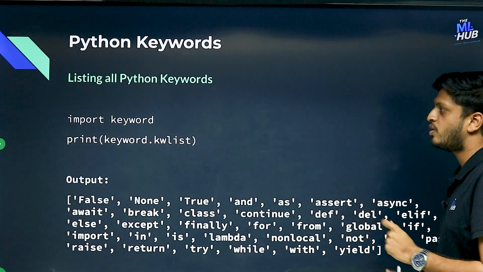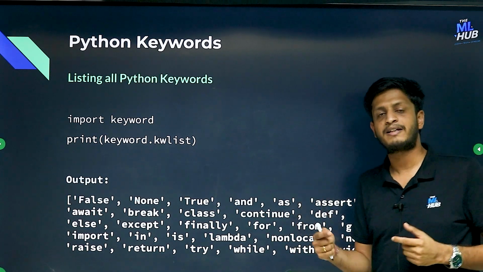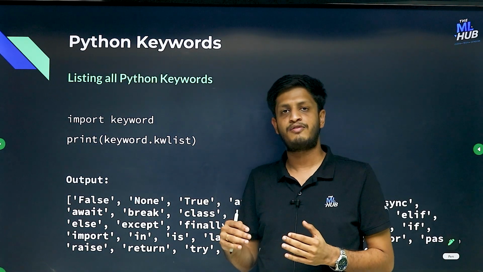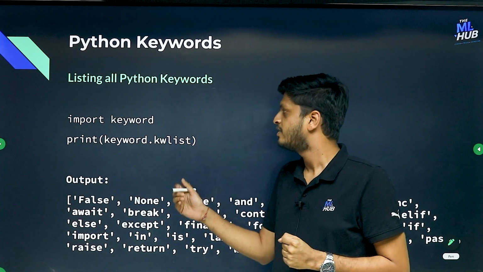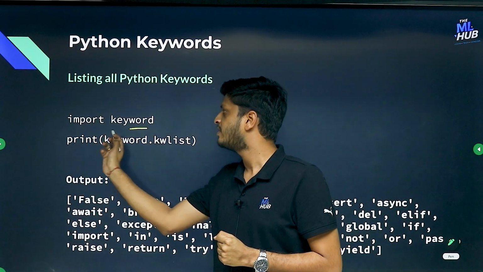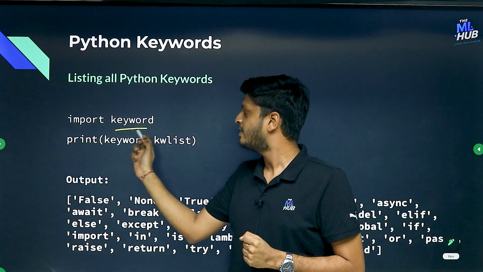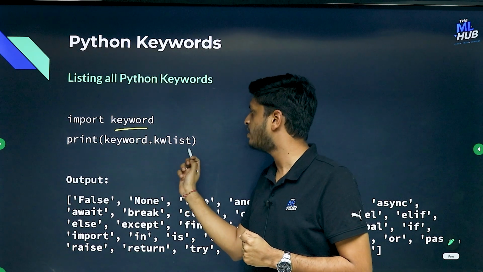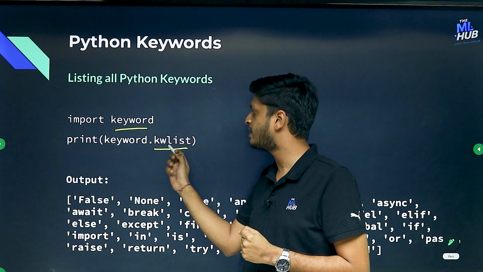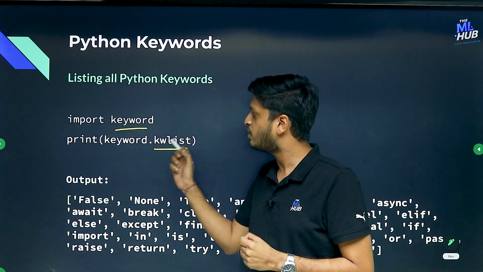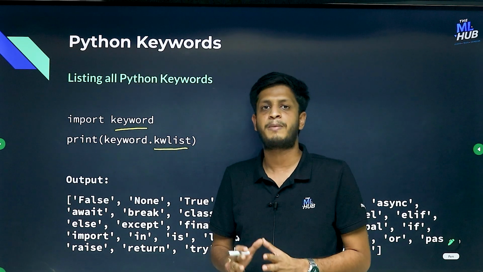Now you can list all these Python keywords using a Python program as well. In the program itself, you can use a command and list all the keywords which are there for your compiler. So there is a library called keyword. If you import the keyword library, inside it there is a list called kwlist, or keyword list. So if you just print keyword.kwlist, it will print all the keywords present for that particular Python program.